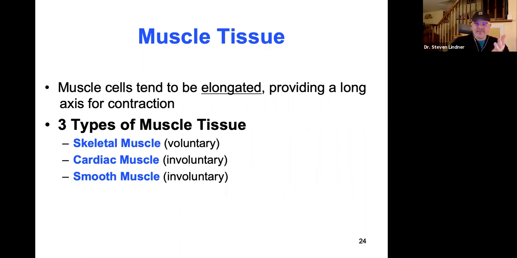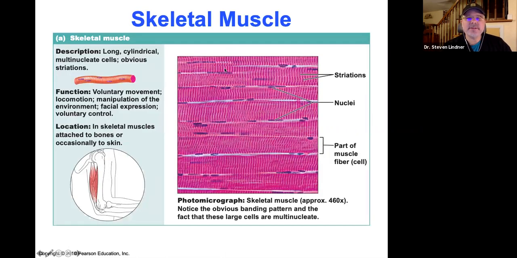So we did epithelium, we did connective. Now the 3 types of muscle are skeletal, cardiac, and smooth. Skeletal is the only one that's voluntary. Cardiac and smooth are involuntary. Skeletal and cardiac are both striated. We'll look and see on the microscope, they have striations to them. Smooth looks smooth. They look spindle shaped. No striations.